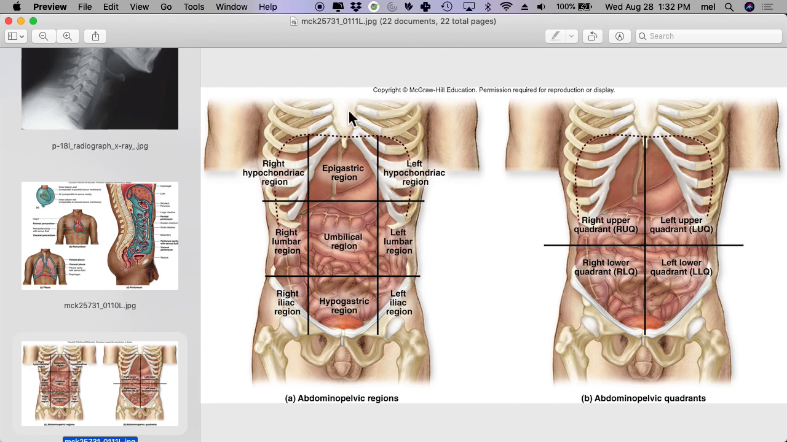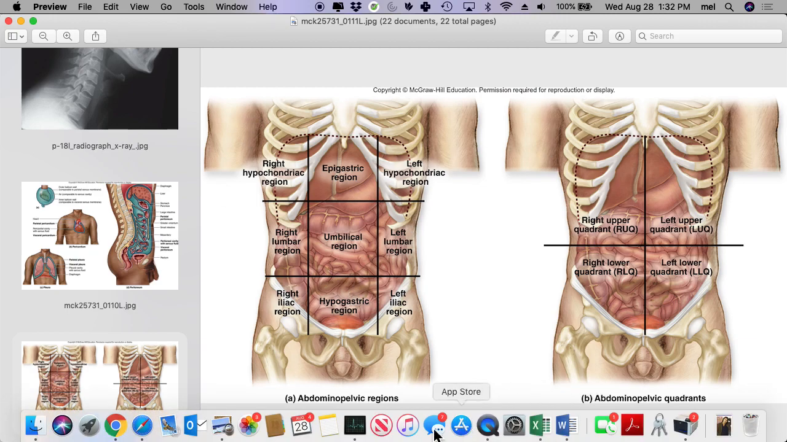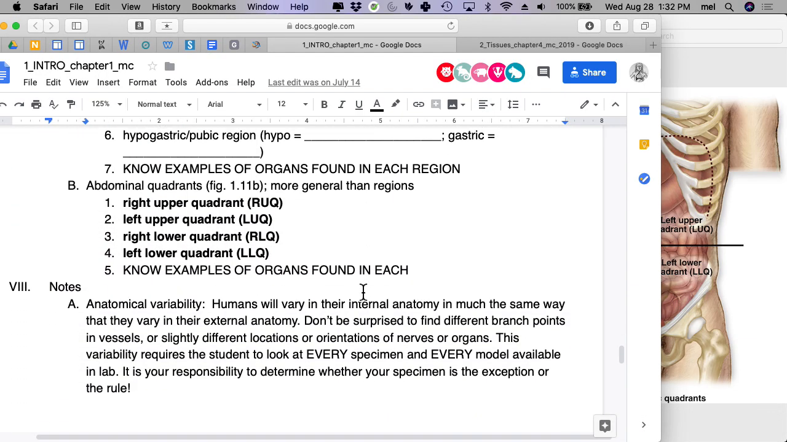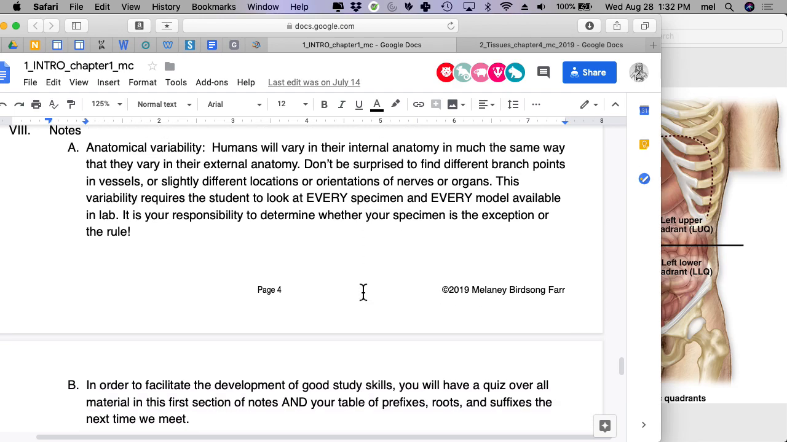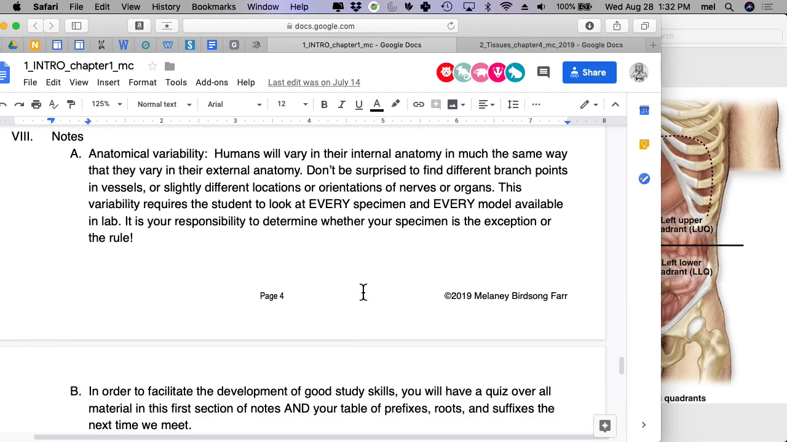Cool? Okay, so now, very last thing on this set of notes is just to talk about what happens when it doesn't look like the picture. When it doesn't look like the picture, that is reality, because it is unfortunate, and I realize it's uncomfortable, because you have this entire expensive textbook that's full of images. But all those images really are an idealized version of what might be true in a large percentage of the population.